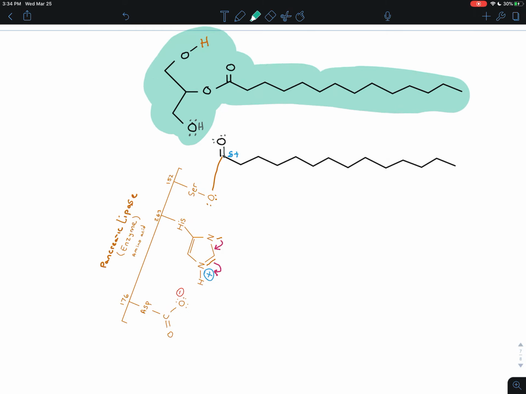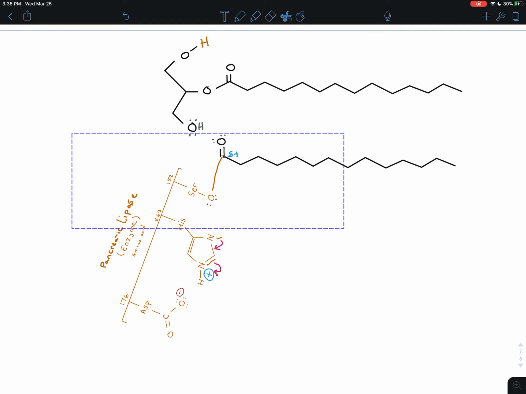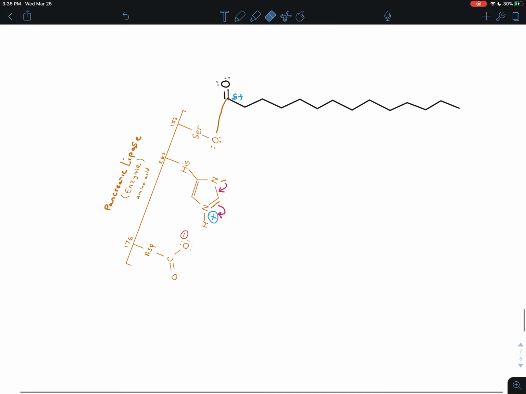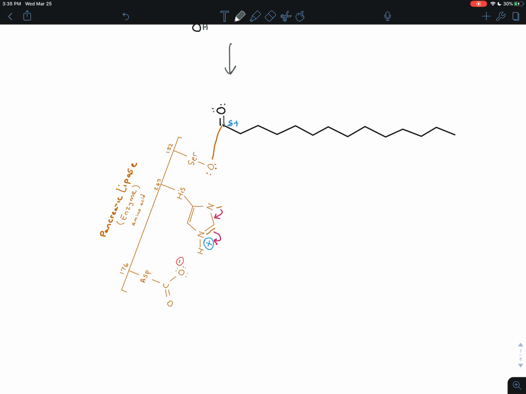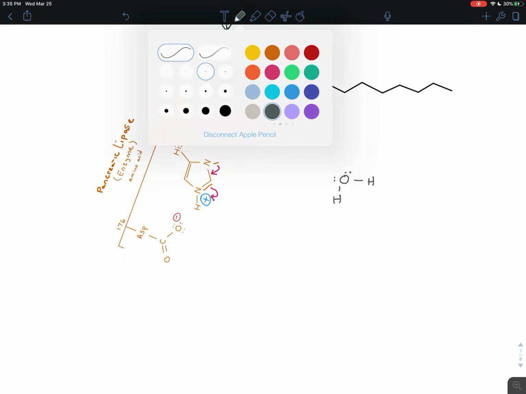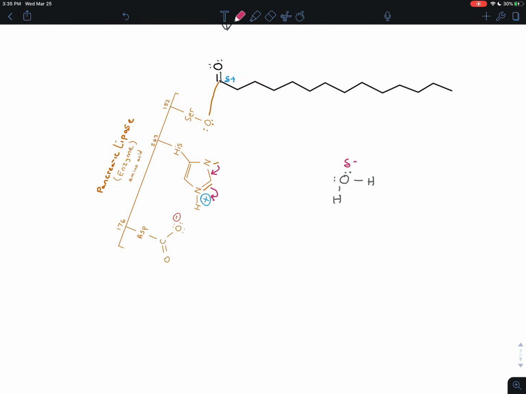Our leaving group here and our nucleophilic enzyme. So we've removed the fatty acid from the triacylglycerol, and now we have it attached to the enzyme. So now we just need to remove it from the enzyme and attach it to an OH to turn it into a fatty acid again. So we're going to do another nucleophilic acyl substitution, but this time the nucleophile is going to be the oxygen from water. That oxygen is not the best nucleophile right now, it's only slightly negative, so we are going to do a proton transfer to make it a better nucleophile.